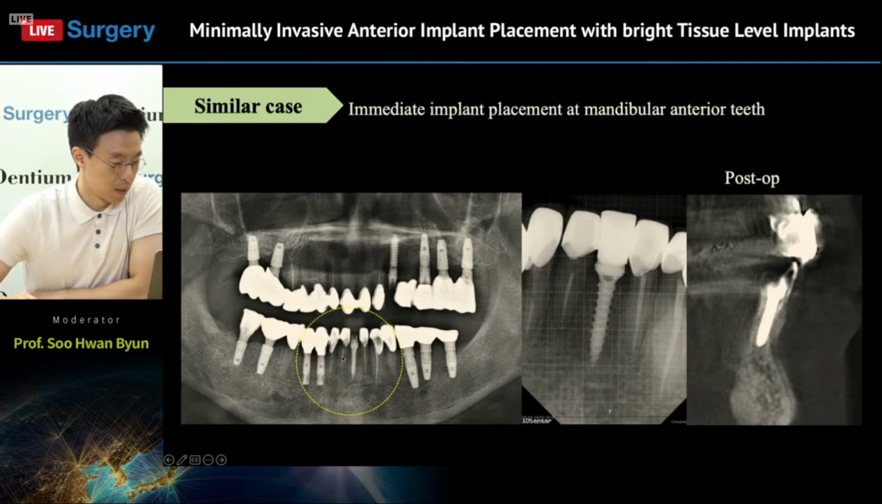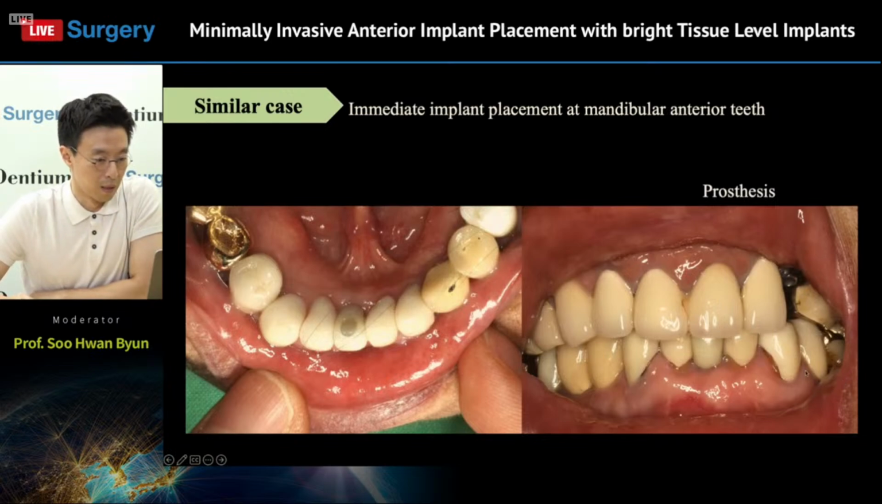This panorama is a post-operative panorama X-ray, and I connected the final restoration after 2 months, and the implant fixture was positioned so well, even in a narrow space. I was able to make a SCRP type prosthesis in this area.